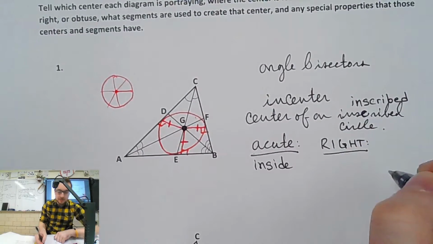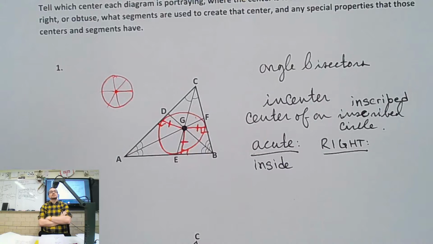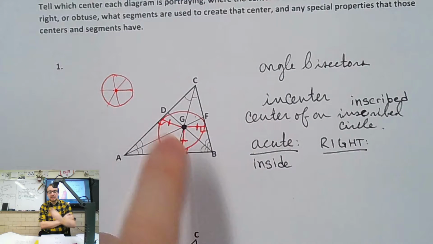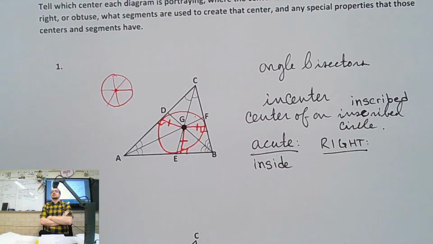If it's a right triangle, where would it be? On the 90 degree thing, right? On the side, you thought about that, you said on the 90 degree. I know that it's still on the inside. How do I know that? Not because I memorized it. Why does that always have to be in the inside, no matter what triangle we're talking about?